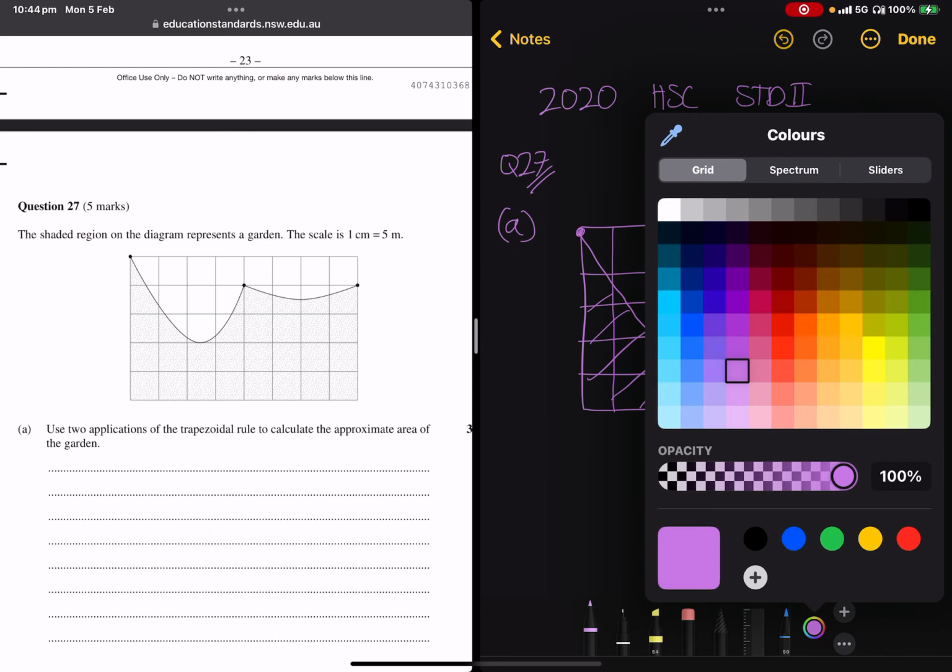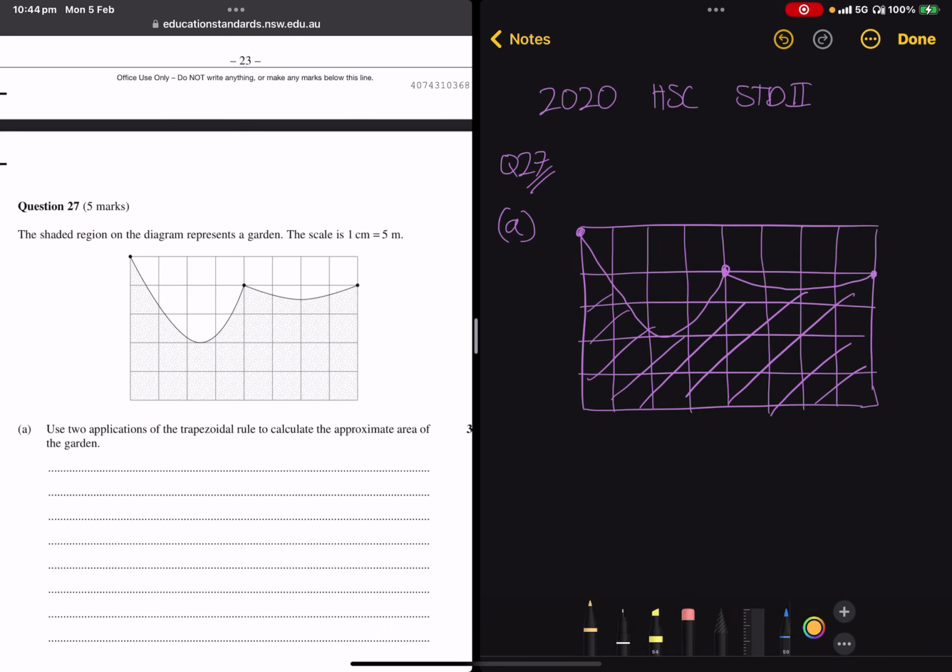So let's change color to draw our trapeziums, because this is an exam, you can't just draw trapeziums on here. So first we're going to make one trapezium here. So this is our first trapezium. Then we're going to make another trapezium over here. The second trapezium, in fact, is just a square, as it turns out.